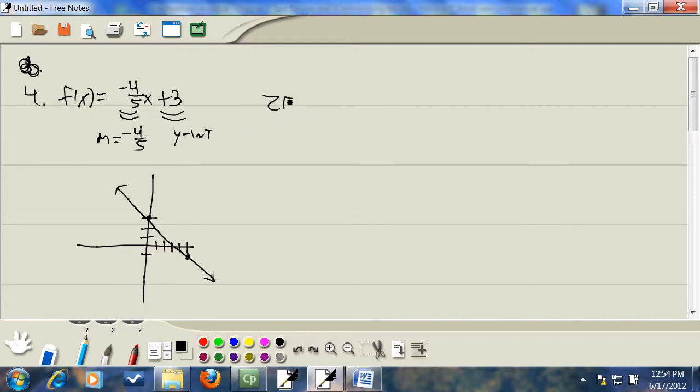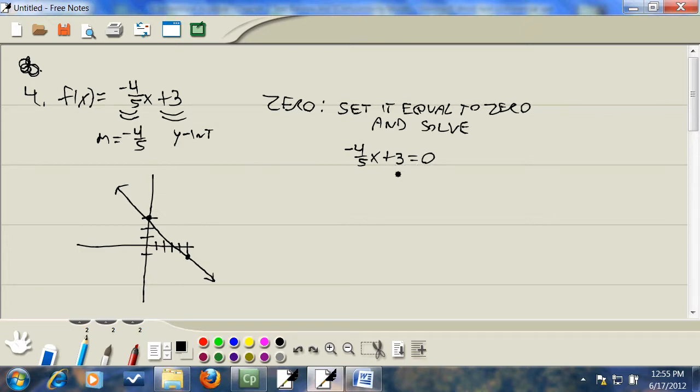Now let's find a zero while we're here. To find a zero, you set it equal to 0 and solve. So I'll set negative 4/5 x plus 3 equal to 0 and solve. Now this is a linear equation. We'll get rid of parentheses, there are none, and we'll get rid of fractions. Multiply everything by the LCM of all your denominators. I only have one denominator, so that is my LCM. So multiply everything by 5.